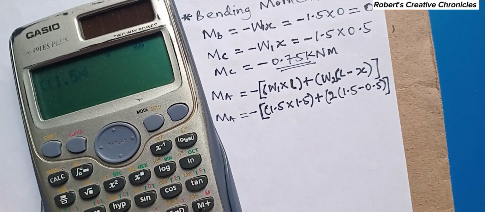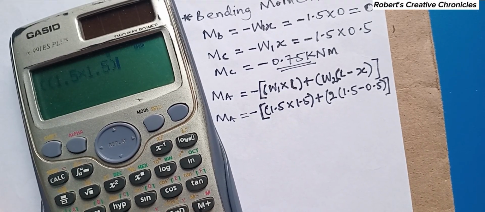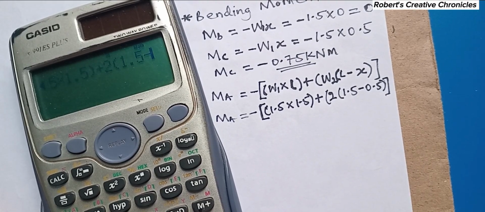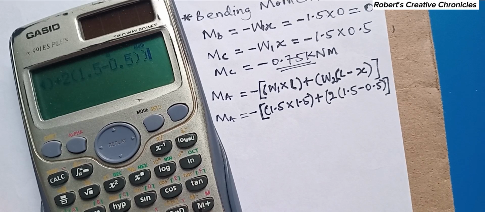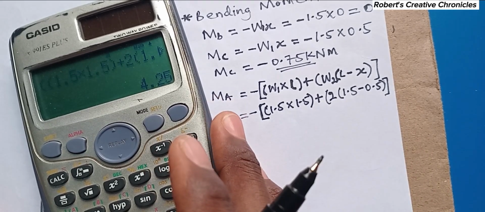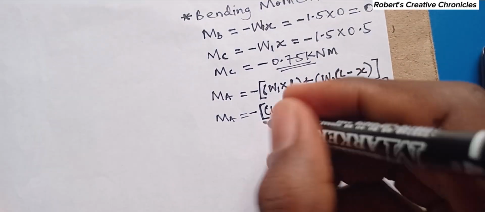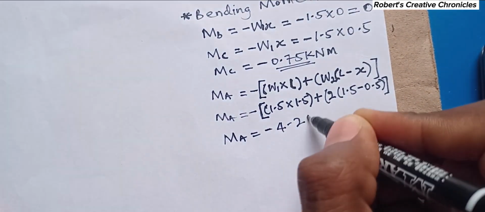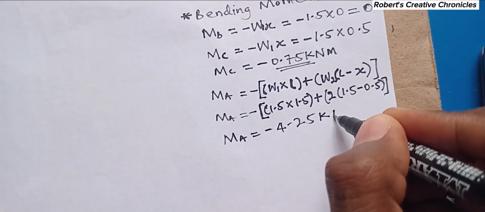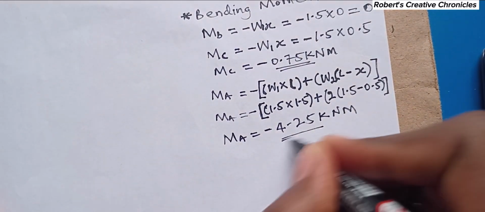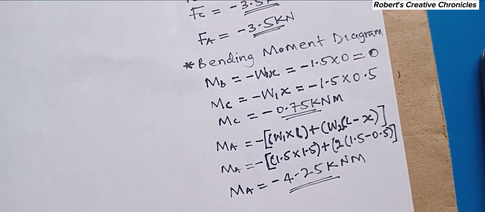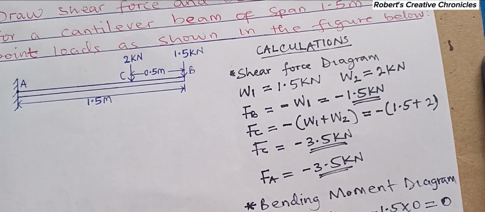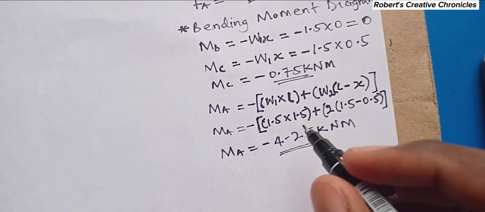1.5 times 1.5 plus 2, 1.5 minus 0.5 equals what? 4.25. So the answer is what? Negative 4.25 kilonewton meter. So this is our bending moment at point A. So we have done the calculation.